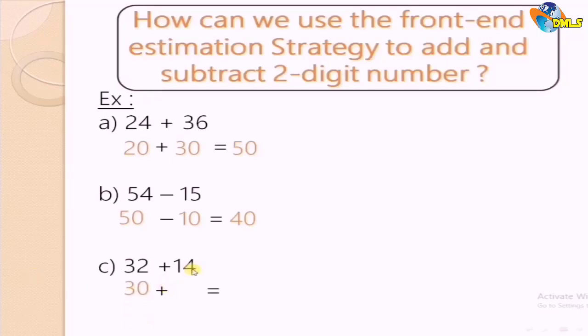Second, 14. Two-digit number. Again, in estimation, when it is a two-digit number, we look at tens. Here I have 1 tens and its value is 10. So the estimation of 14 is 10. Now we can add the two numbers. 30 plus 10 equals 40.